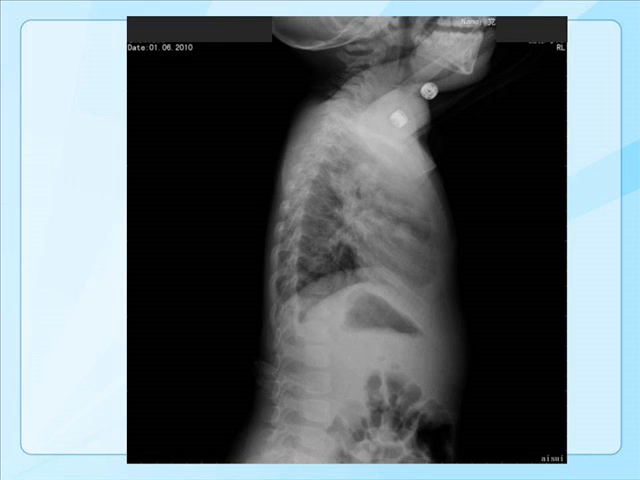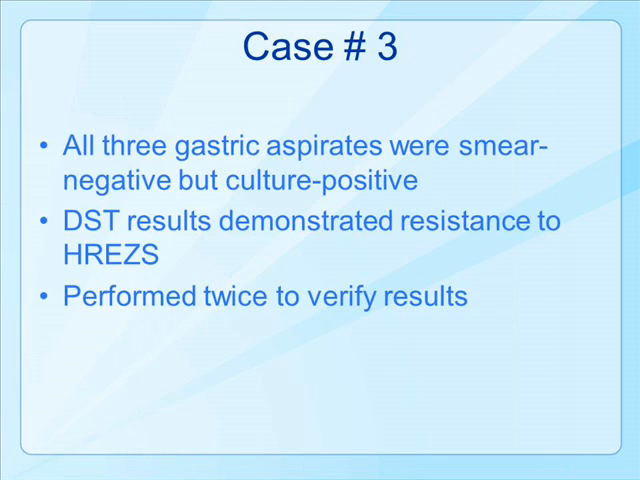So it's definitely an abnormal x-ray, and the lateral doesn't really add that much but shows similar findings. Interestingly enough, all 3 of the gastric aspirates were smear negative but ended up being culture positive. And the drug susceptibility test results showed resistance to all first-line drugs and streptomycin, and were performed twice to verify that there wasn't any kind of an error. So it was pretty clear that the child had MDR-TB.